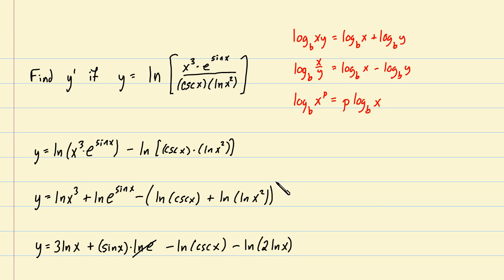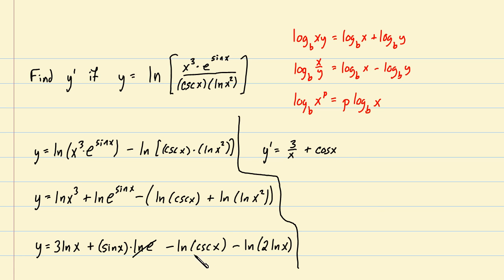And in fact, at this point, let's go ahead and crank out y prime. Of course, we proceed term by term. Again, we're looking at a sum or difference of several different things. The derivative of 3 ln x, of course, is 3 over x. The derivative of sine of x is, of course, cosine of x.